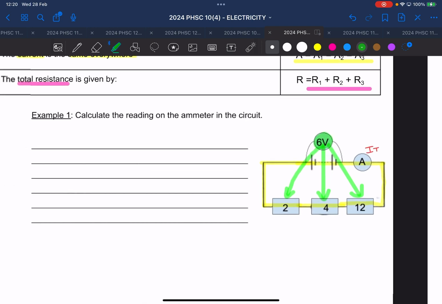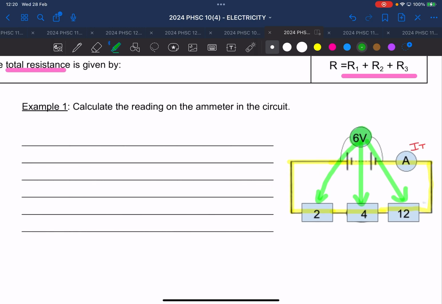Okay, now let's read the question. It asks, calculate the reading on the ammeter in the circuit. So where's the ammeter? There's the ammeter. What does it measure? It measures the total current. Okay, so they are basically asking us to determine the total current. To calculate the total current, we will need the total volts and the total resistance.